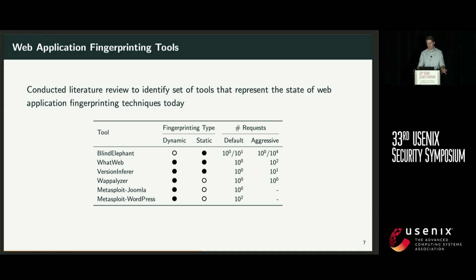To find the fingerprinting tools we wanted to test, we conducted a thorough literature review, looking for commercial and academic open source fingerprinting tools. The open source bit is important because we wanted to know what's going on under the hood with these tools. We found a good mix of tools that use dynamic and static fingerprinting, and also those that have a varying number of requests towards the site that they're trying to fingerprint.